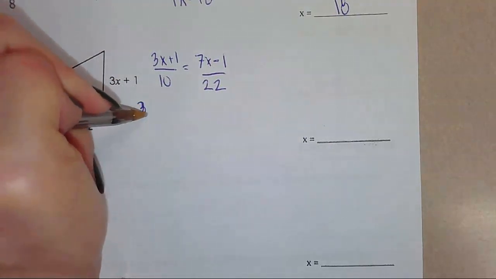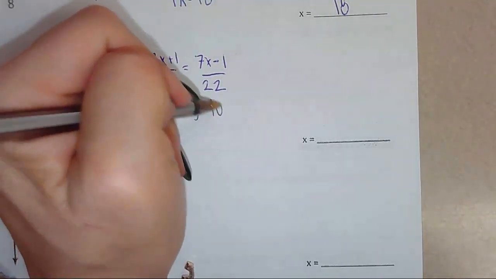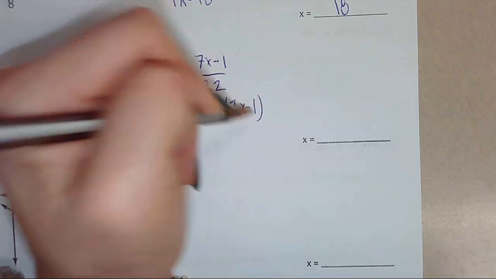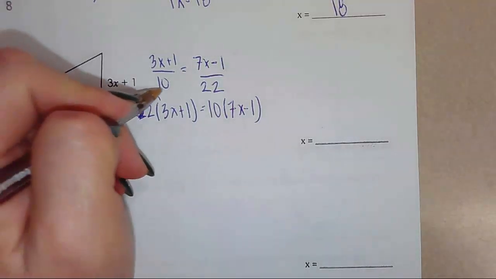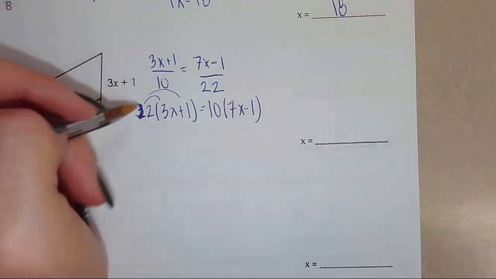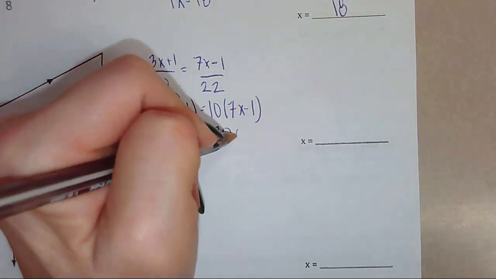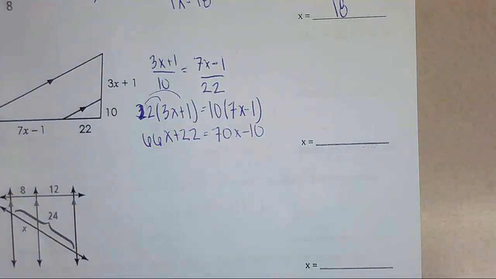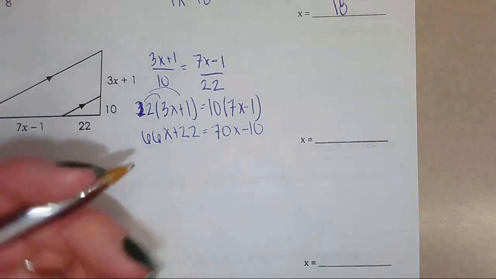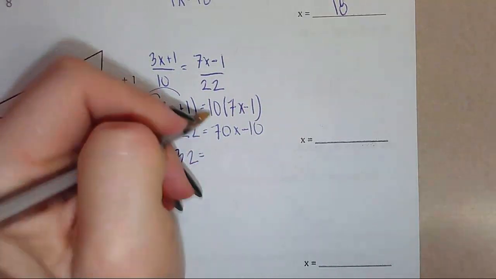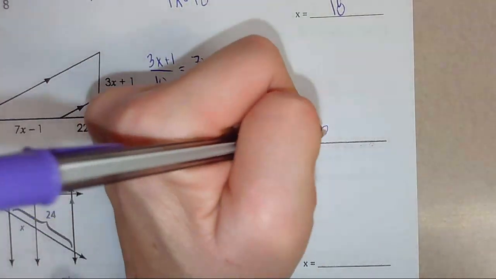So 22 times 3x plus 1 equals 10 times 7x minus 1. All right, we will distribute. Don't forget that you're distributing to both terms. So 66x plus 22 equals 70x minus 10. All right, I'm going to kind of simplify here. I'm going to move my x's to one side and my constants to another. So I'm going to end up with 32 equals 4x, and x equals 8.